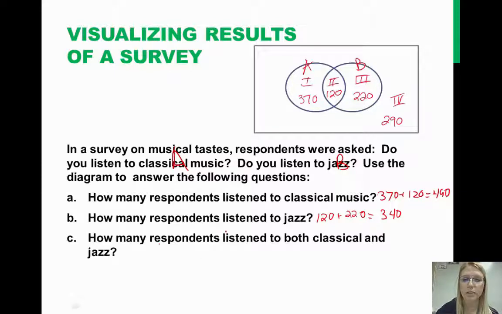How many respondents listen to both classical and jazz? Well, remember, when we see that word and, it's the same thing as saying A intersect B. So that's going to be in region 2, and that's a whole total of 120 people listen to both classical and jazz. Let's continue this on the next slide.